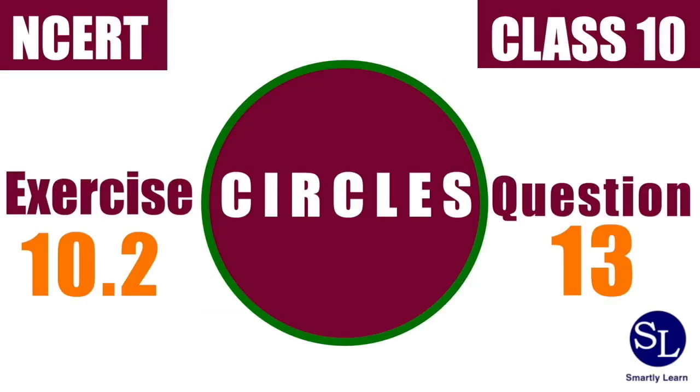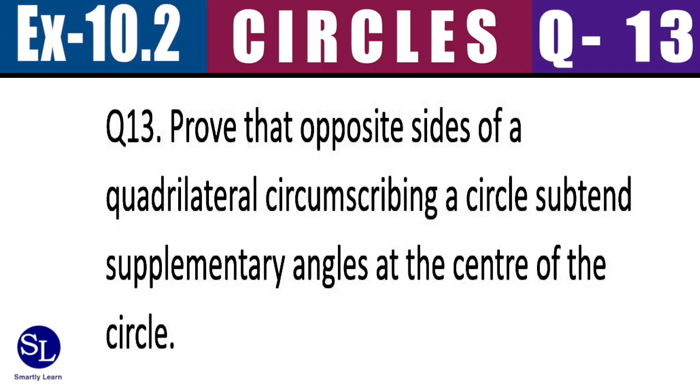In this video, let's see how to solve the 13th question in exercise 10.2. Prove that opposite sides of a quadrilateral circumscribing a circle subtend supplementary angles at the center of the circle. So first let's draw a diagram, then it will be easy for us to prove.